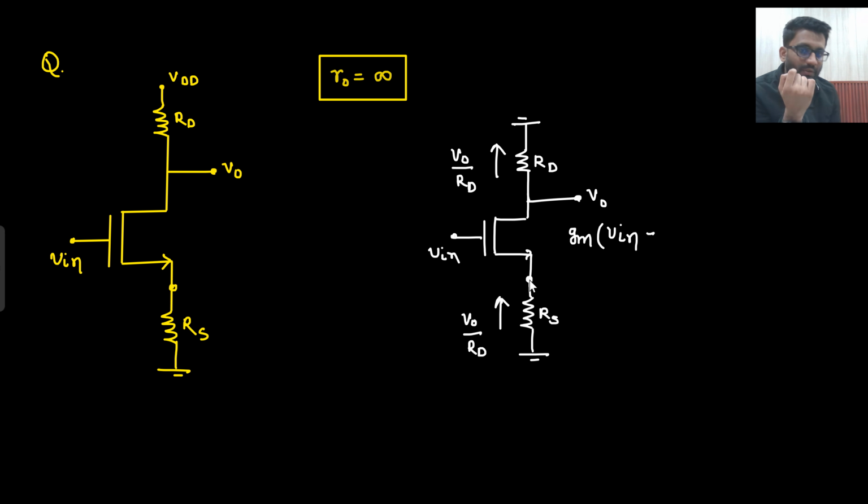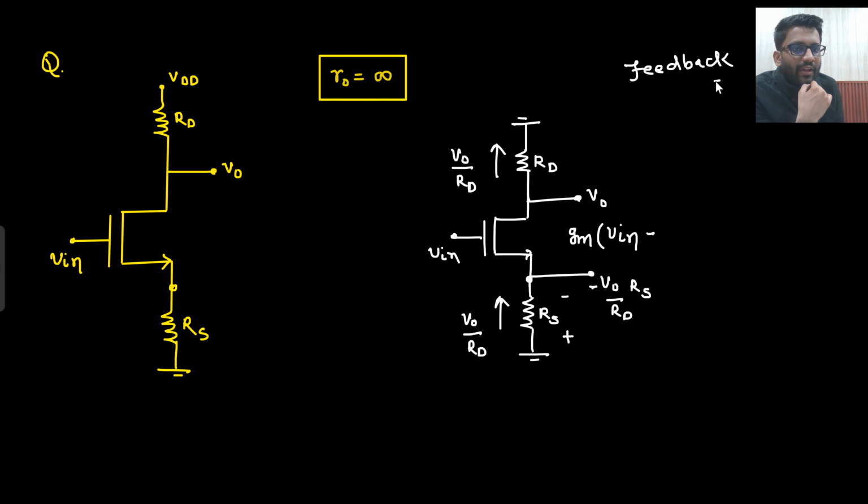So here what will be the potential? The current will be flowing from downward to upward, so the potential you are having is V0 by RD into Rs with a minus sign. Those who have studied feedback topology, no matter from wherever you have studied, your teacher would have always said that this is a voltage sampling circuit. Now do you understand why it is voltage sampling? Because your output voltage is being sampled in the minus V0 by RD into Rs term.